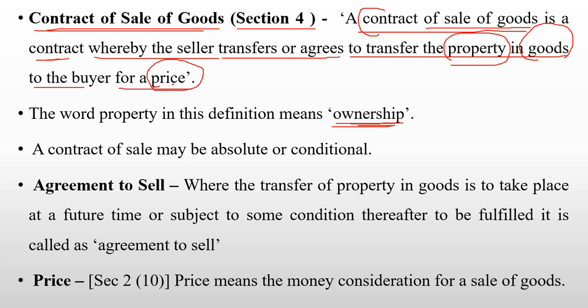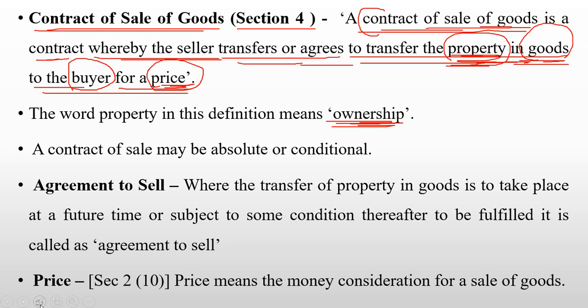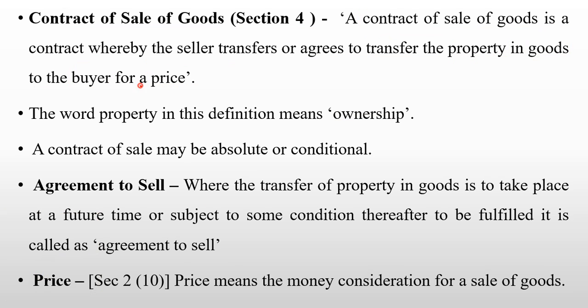That's why once the buyer does the payment to the seller, legally the ownership of that good becomes of the buyer. So a contract of sale of good is a contract whereby the seller transfers or agrees to transfer the ownership, this property means the ownership in goods, to the buyer for a price. For a price, the seller is transferring the ownership of the goods to the buyer.